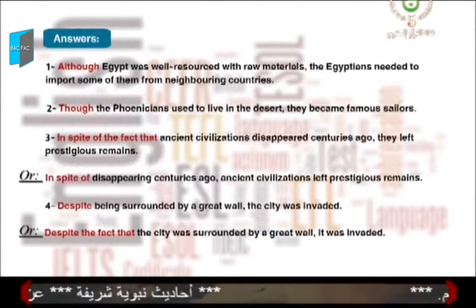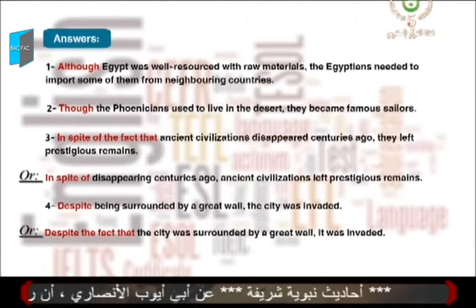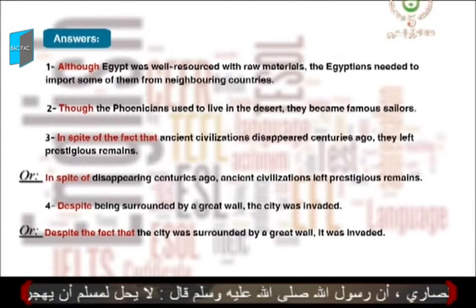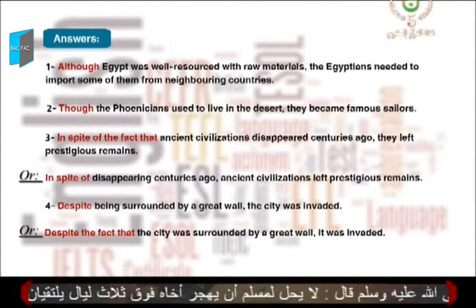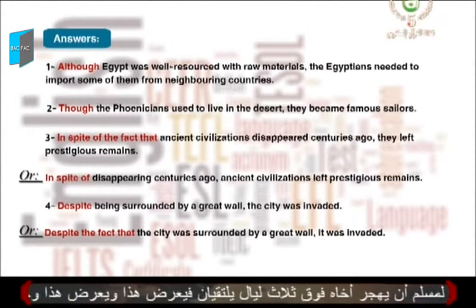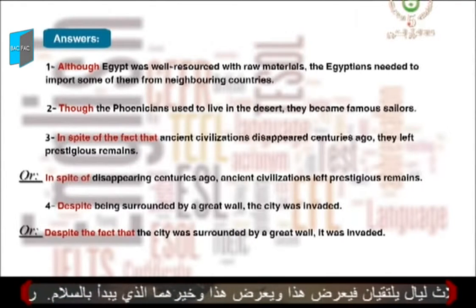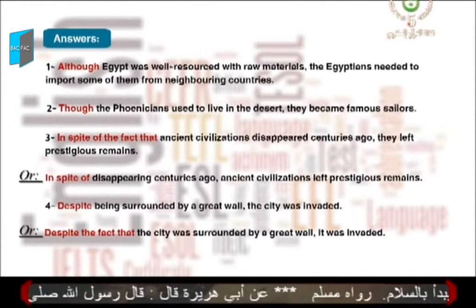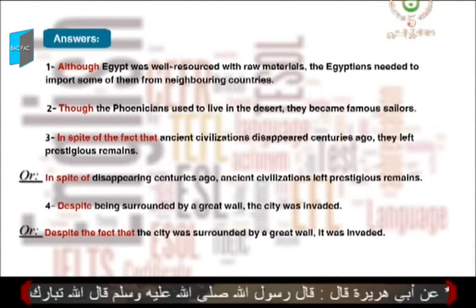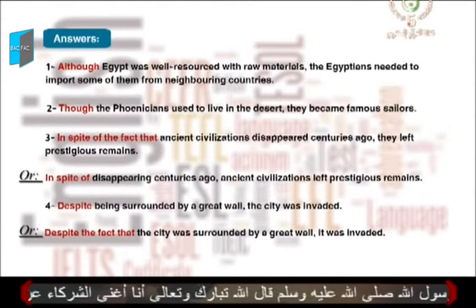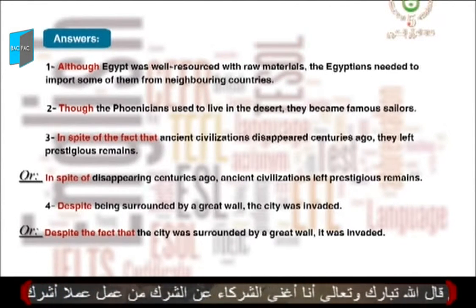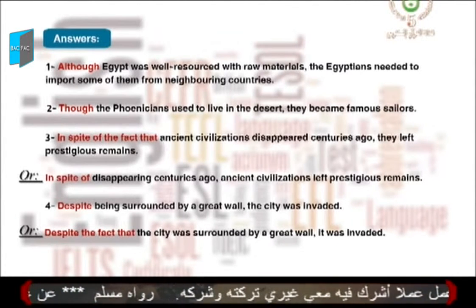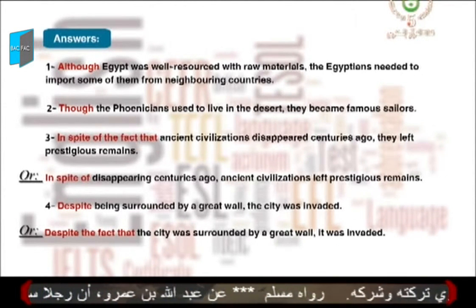The first one, although Egypt was well resourced with raw materials, the Egyptians needed to import some of them from neighboring countries. The second sentence, though the Phoenicians used to live in the desert, they became famous sailors. Sentence 3, here we have two possibilities because the link word is in spite of, so we can use it with the fact that or with the noun phrase or the gerund.